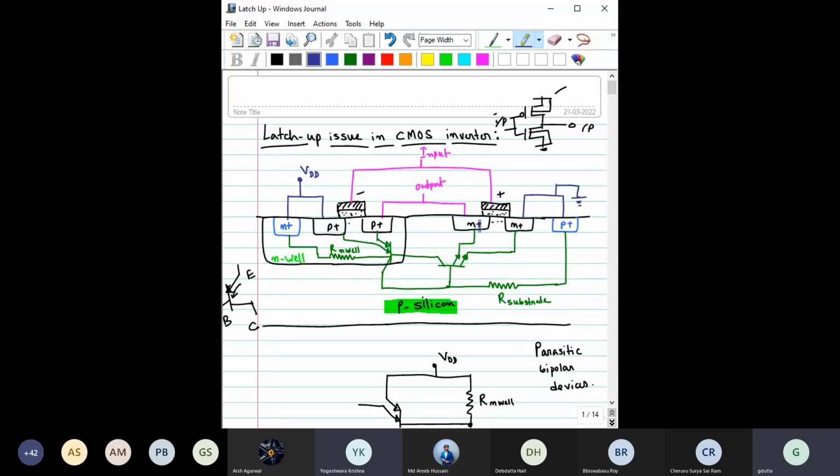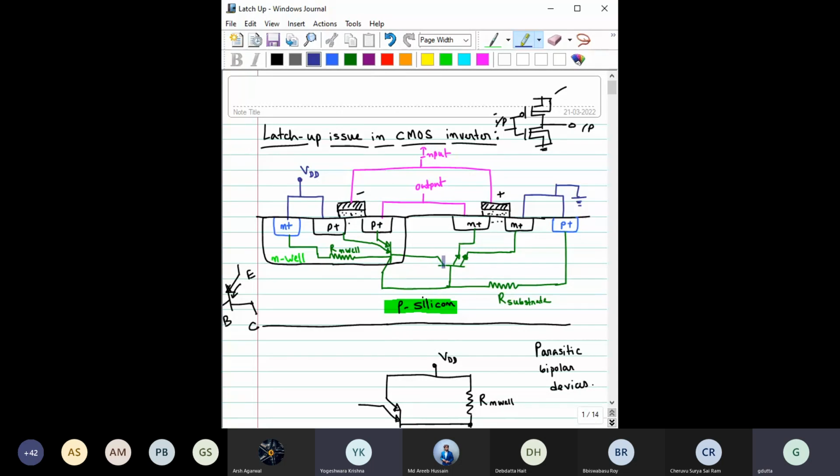Now let us see from this side. Okay, here you have N plus, here you have N plus. That forms the emitter terminal of this NPN transistor, right? Again, see, one terminal is connected with the output, the other terminal is grounded, right? Okay. Then this P silicon forms the base, right? And this P silicon is again connected with this, right?